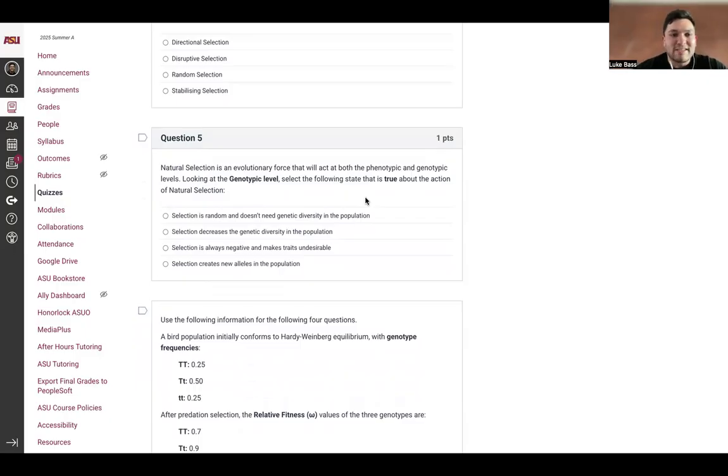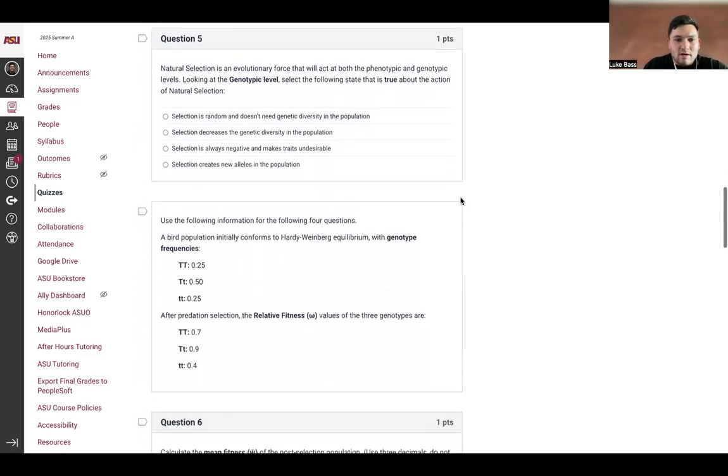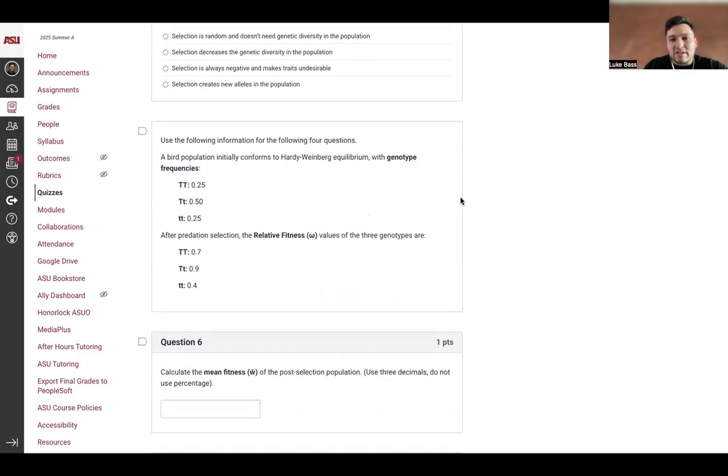Then question 5 looks at natural selection as an evolutionary force that will act at both the phenotypic and genotypic levels. So looking at the genotypic level, you'll be selecting the statement that's true about the action of natural selection. Then we'll start using the equations in the following questions.